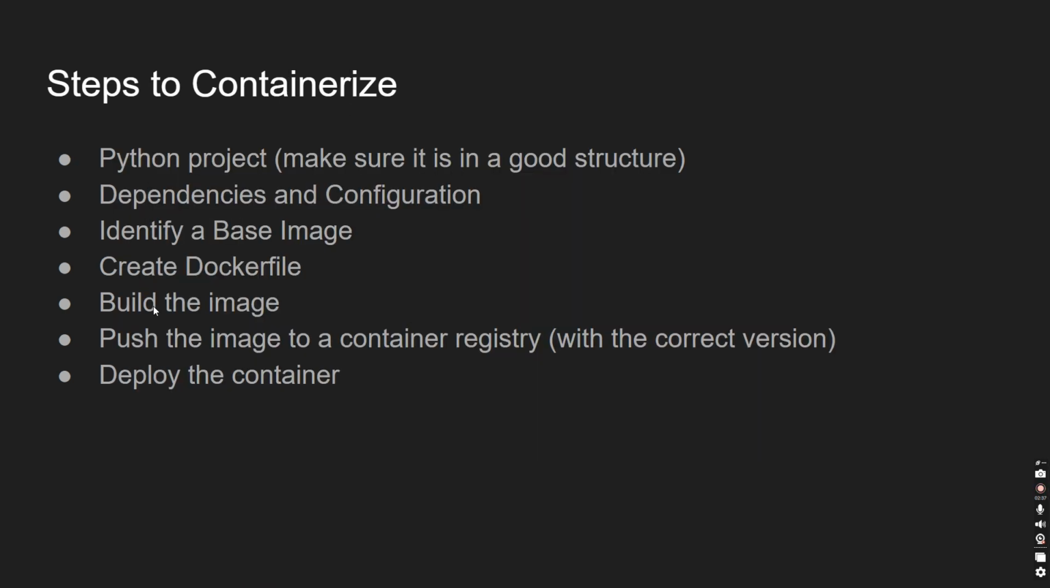Okay, so once we have the base image, we will create a Dockerfile. A Dockerfile is a file where we define the entire spec of the container. It's a very simple text file. I'll show you how we define it. Okay, so once we have all these 4 items, the Python project, dependencies, configuration, base image and Dockerfile, we are ready to build the image.